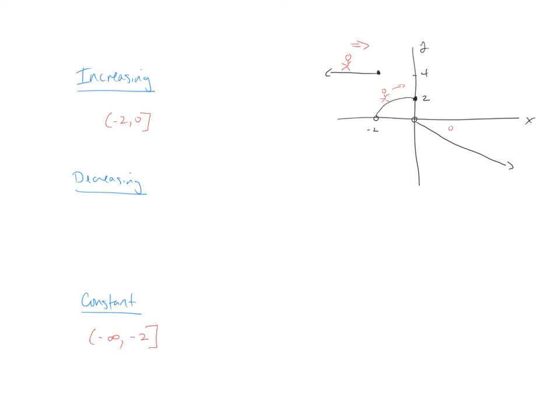As we continue to walk, now we're going down a hill from 0. Whoops, not that. We definitely want to make sure we have our brackets correct. So we'd have an open 0 to positive infinity. We'd be walking down a hill or decreasing.